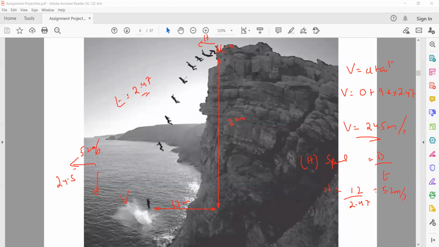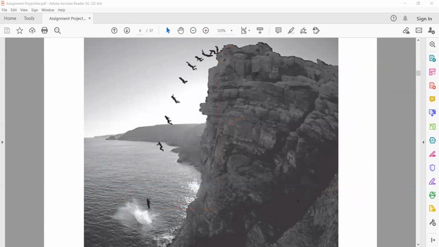Is it clear how we work out the vertical component of the 10th picture and the horizontal component? And that horizontal will be the same throughout, because the initial horizontal will be 5.2 and the final too, because we assume there is no air resistance. In practice, there will be air resistance, but we assume there is none. And acceleration is due to gravity, which is constant.